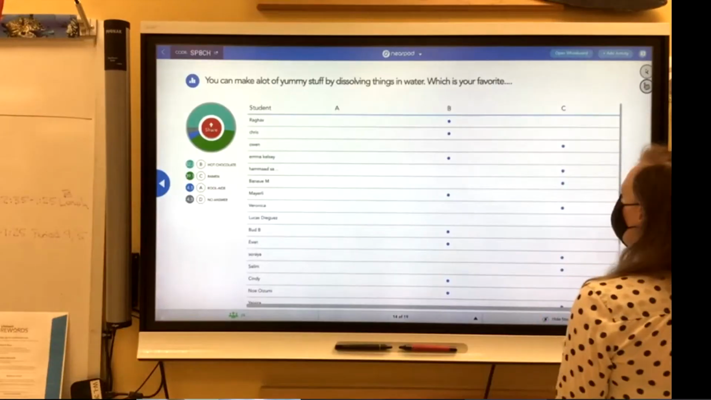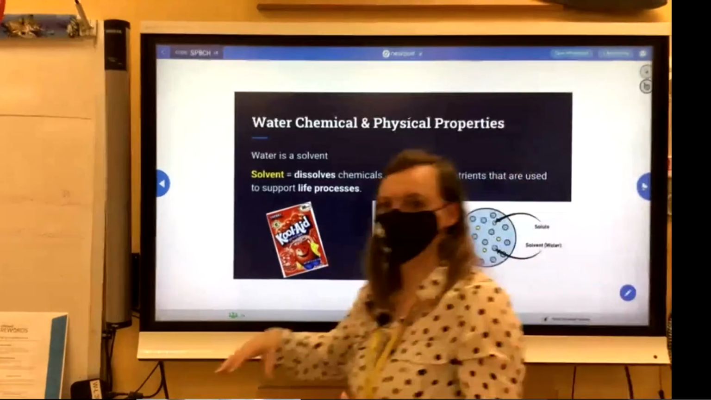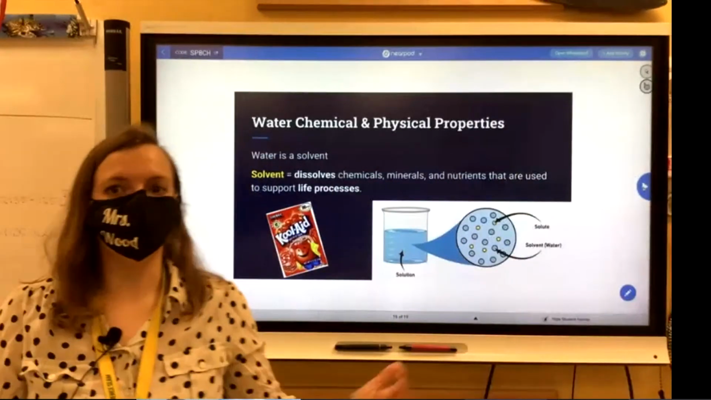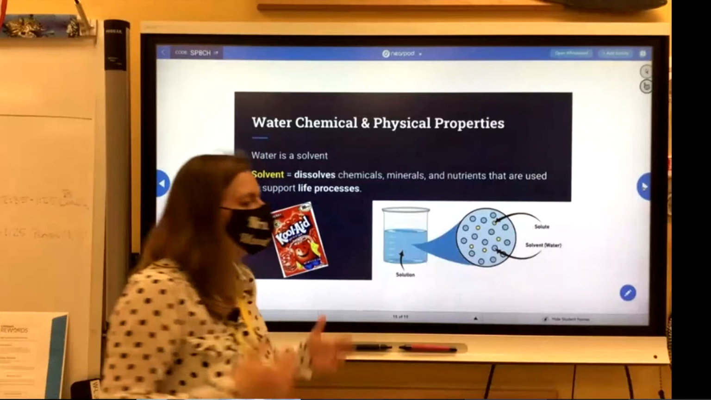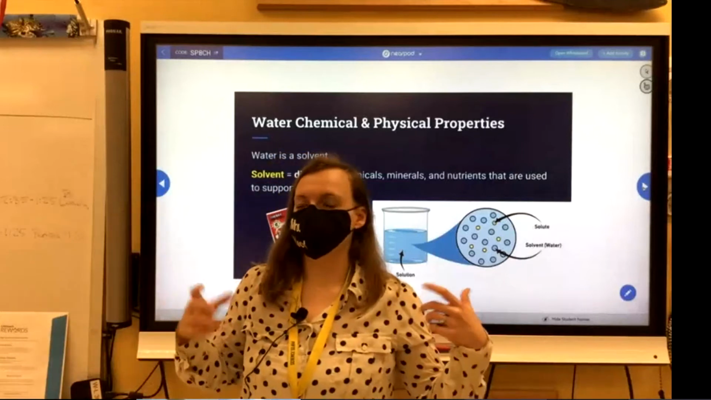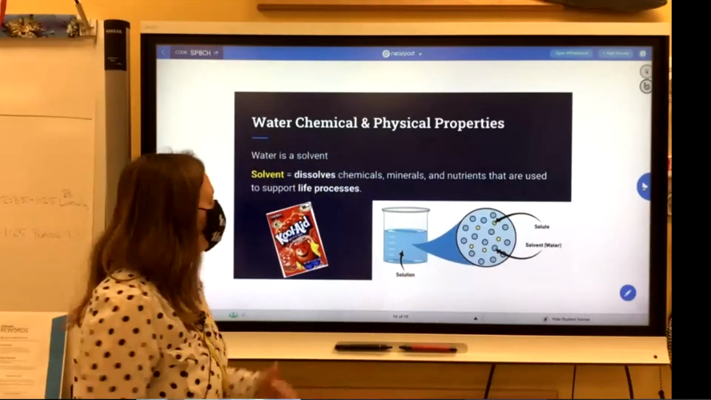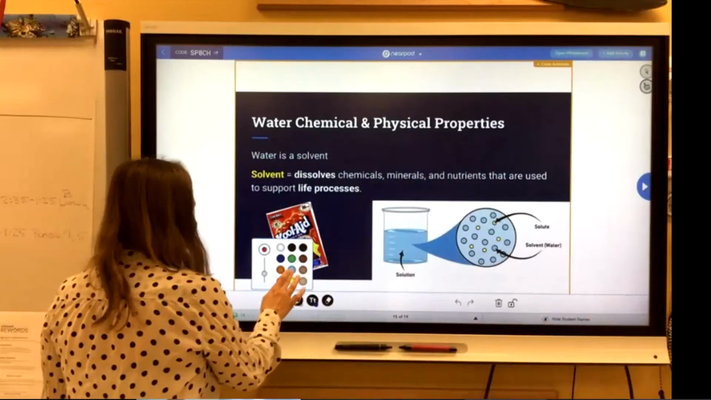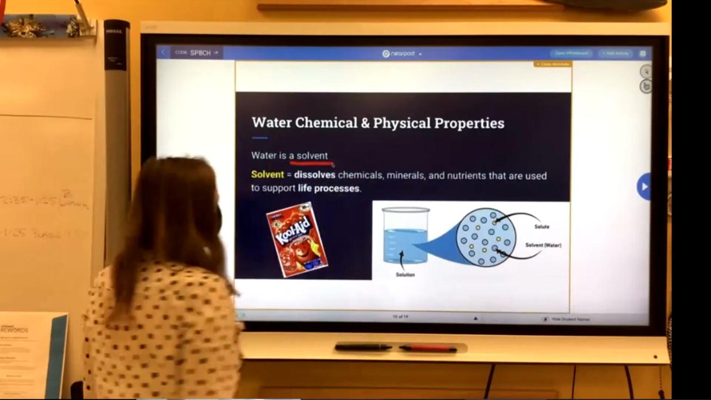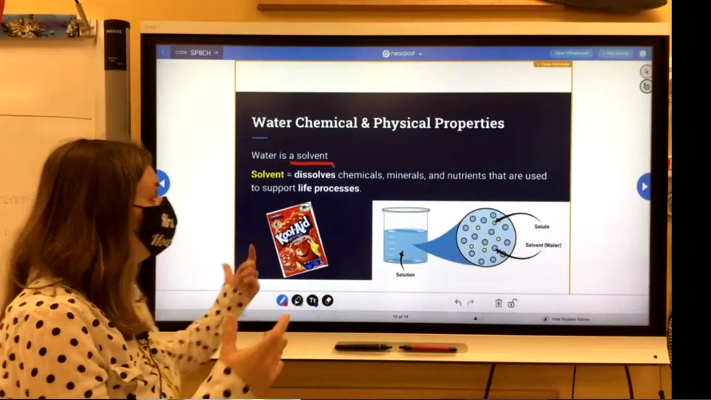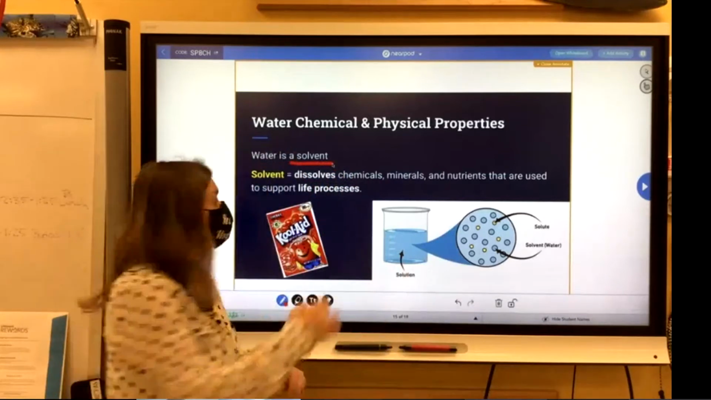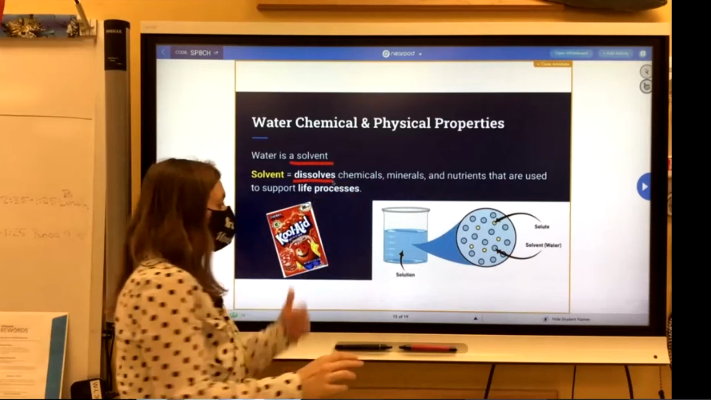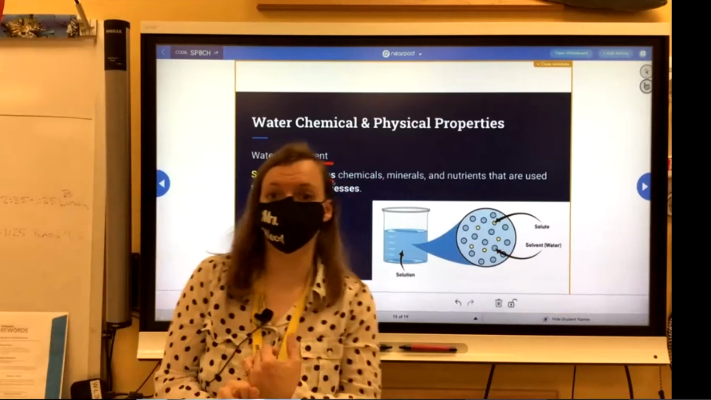So you can make tons of yummy things dissolving stuff in water, right? We use this property all the time. Well, one of the properties that makes water really important for life is that it is a solvent. A solvent. All right? So a solvent is something that dissolves chemicals. Like we were talking about dissolving Kool-Aid in water.